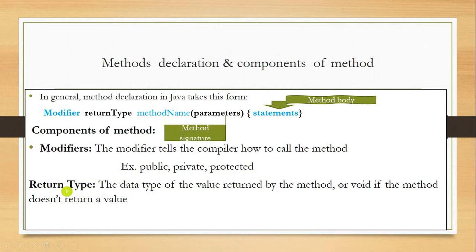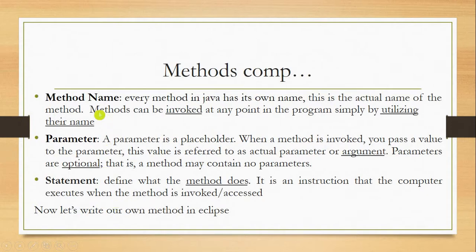Return type. Return type refers to the data type of the value returned by the method. Sometimes return type can be void. And if it is void, which means the method doesn't return a value. The other component of method is method name. Every method in Java has its own name. This is the actual name of the method. Methods can be invoked at any point in the program simply by utilizing their name.